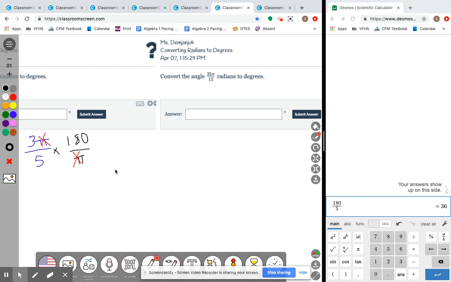So now on the top, I can do 3 times 180 to give me 540. And on the bottom, I just have 5 left over. So now I want to do 540 divided by 5. And I will get 108 degrees.